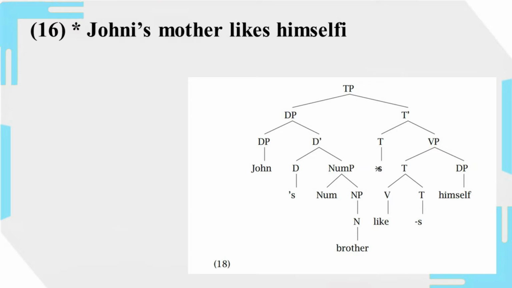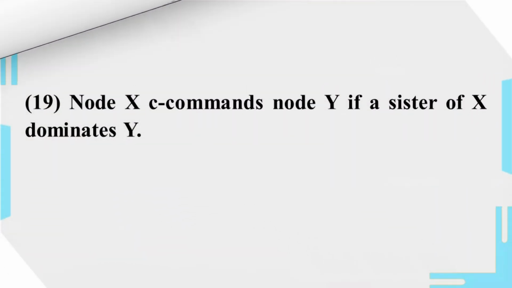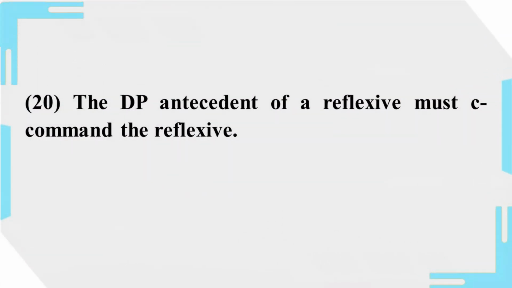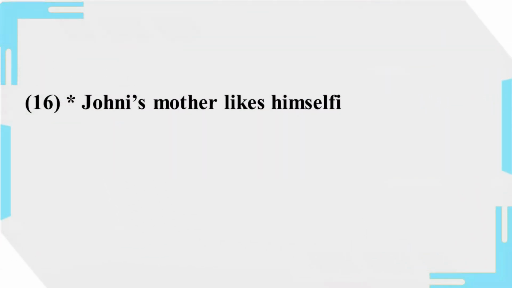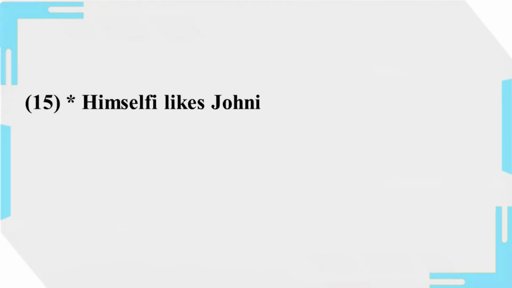Sentence 16 is John's mother likes himself. It brings us to the idea expressed this way. Node X C-commands node Y if a sister of X dominates Y, which can be stated in the following principle. The DP antecedent of a reflexive must C-command the reflexive. In sentence 16, John's mother likes himself, the DP John in 16 with 3b is not a possible antecedent because it does not C-command the reflexive. Requirement 20 also explains why sentence 15, himself likes John, is deviant. In 15, there is no DP at all that C-commands the reflexive.